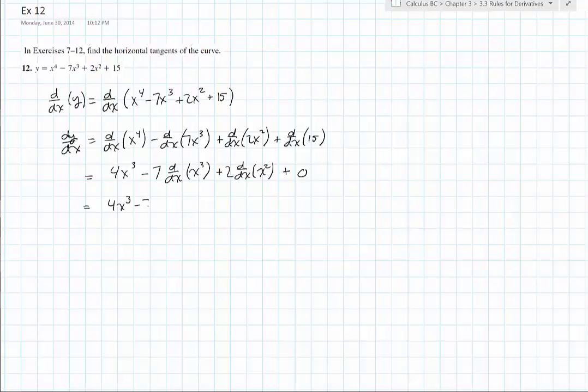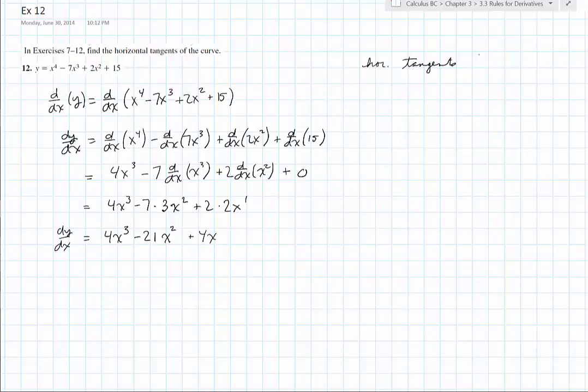4x cubed minus 7 times, and then using the power rule, 3x squared, plus 2 times, again using the power rule, 2x to the first. And when I'm all done, I end up with 4x cubed minus 21x squared plus 4x. And that's what dy dx is equal to.